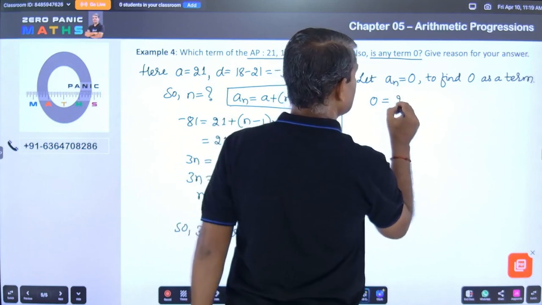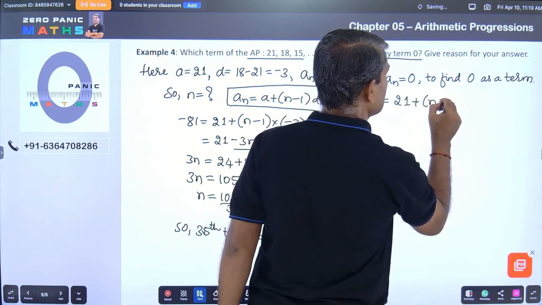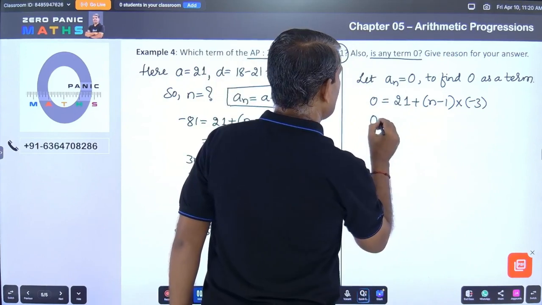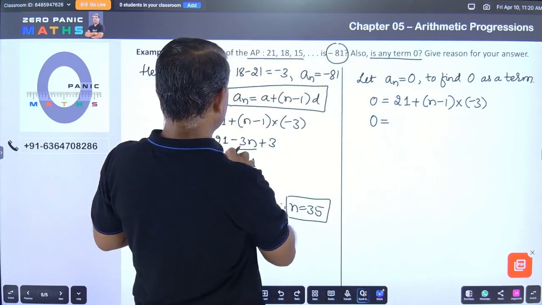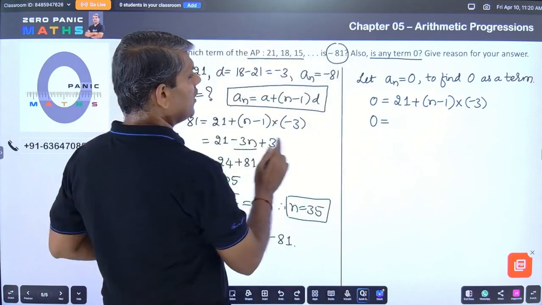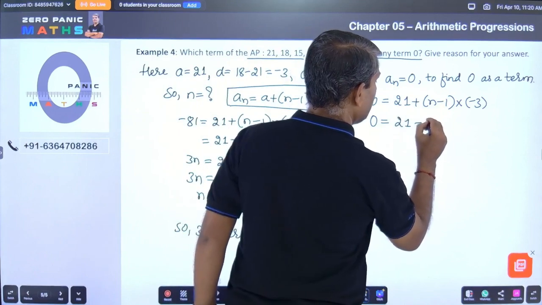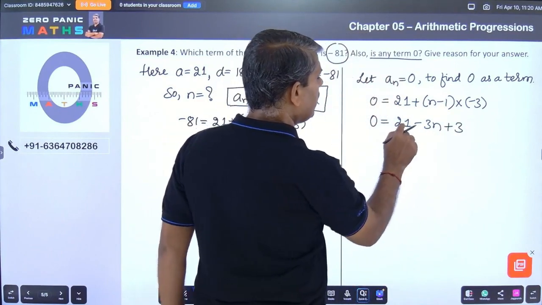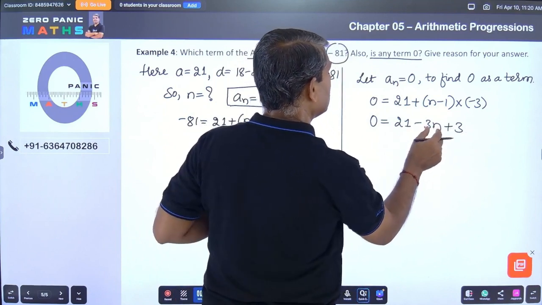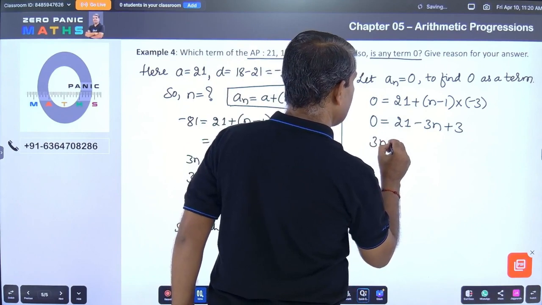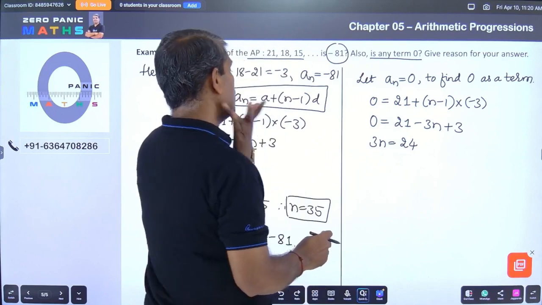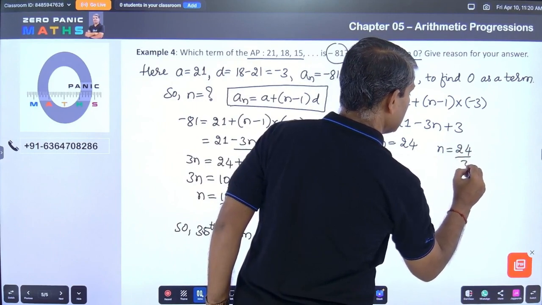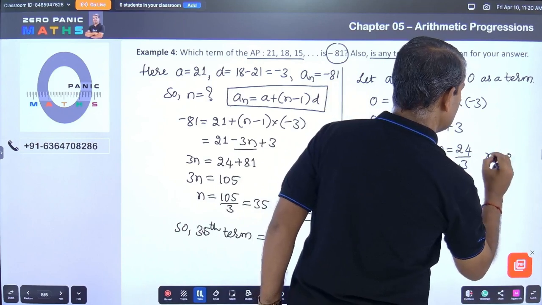What is a? a is 21 plus n minus 1, and what is d? d is minus 3. So 0 is equal to, again, as it is there in the previous term here, 21 minus 3n, it is minus 3 into n and plus 3, right? 21 plus 3 is equal to 24, and take minus 3n to the left side, it will be 3n is equal to 24. So what is n then? n is equal to 24 by 3, right? n is equal to 8 in this case.